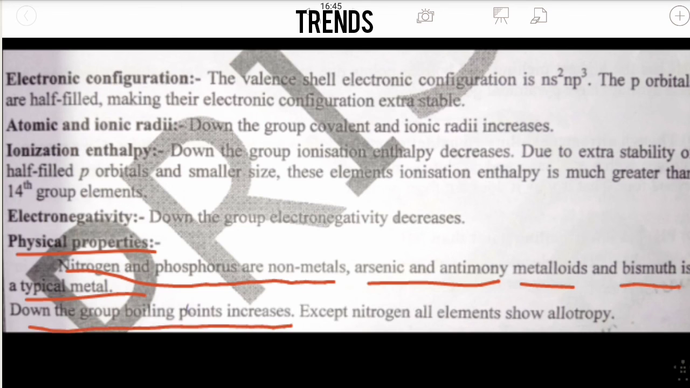Down the group, boiling point increases. Except nitrogen, all elements show allotropy. Here, what is allotropy? Allotropy refers to the existence of different physical forms.